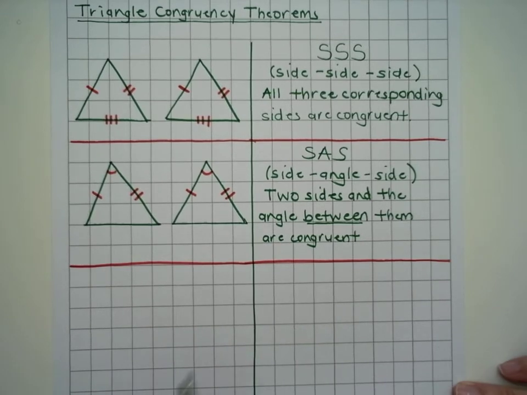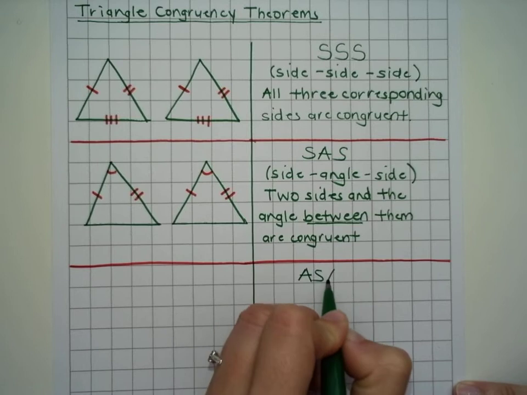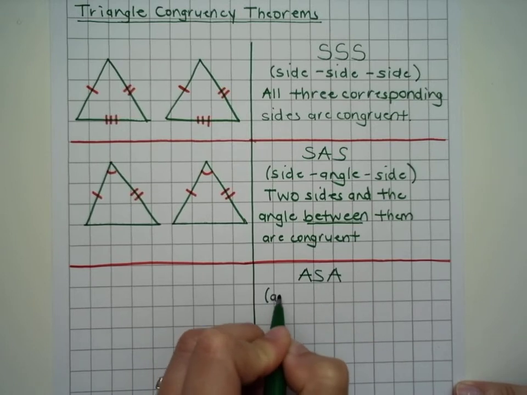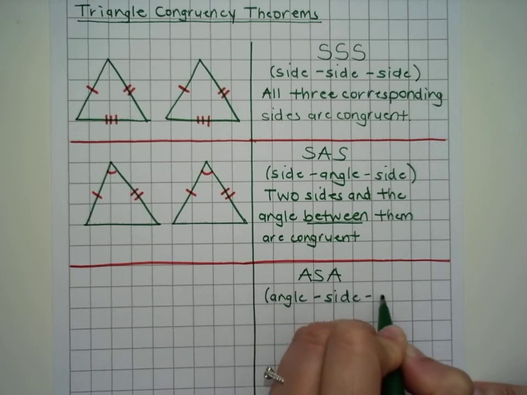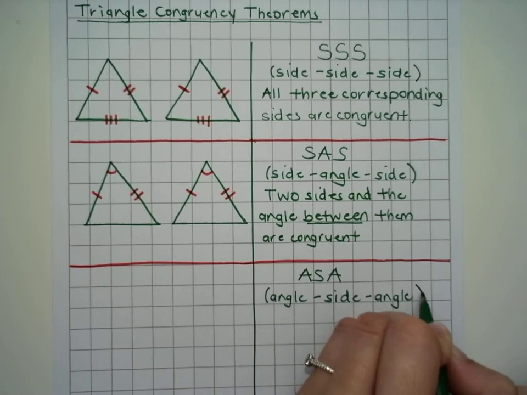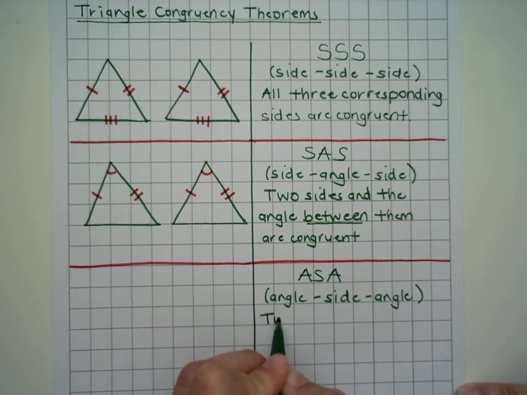Okay, another theorem to prove congruency is the angle side angle theorem. And so that means two angles and the side between them are congruent.